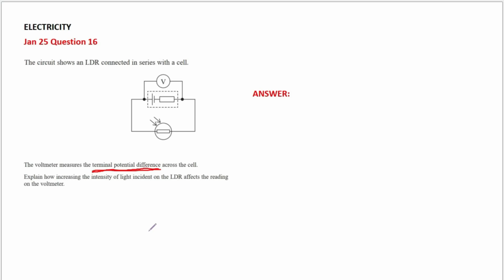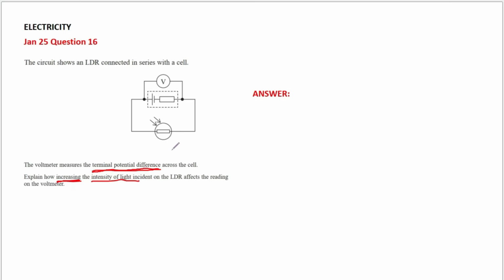Now, explain how increasing the intensity of light incident on the LDR affects the reading on the voltmeter, right? So I'll show you the answer, but try to come up with the answer yourself. I'll guide you. I'll say 1 point, try to come up with the next one. Let's start with the most basic. Intensity of light increases, right? So let's just recall from your IGCSE knowledge what happens to the resistance of an LDR if the intensity increases. The resistance decreases, right?